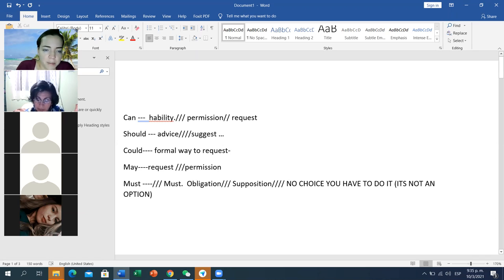And must, de momento tienen preguntas, después lo vamos a ver con ejemplos. El must, presten atención con el must. It could be as an obligation or it could be like a supposition. Okay, this obligation, obligación significa that there is no choice. You have to do the action and it's not an option. You have to do it.